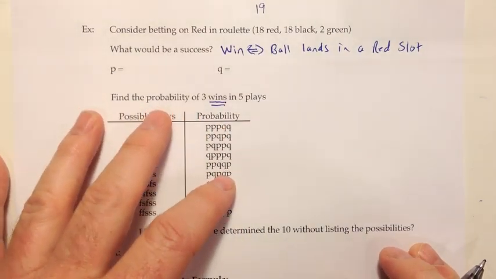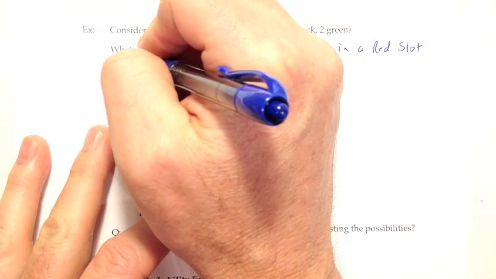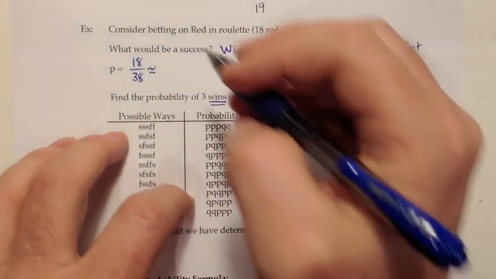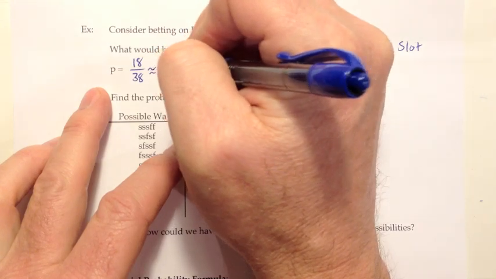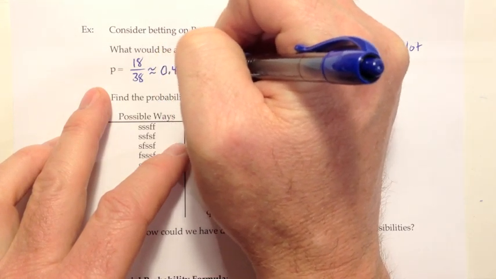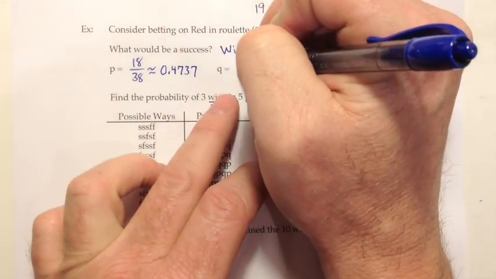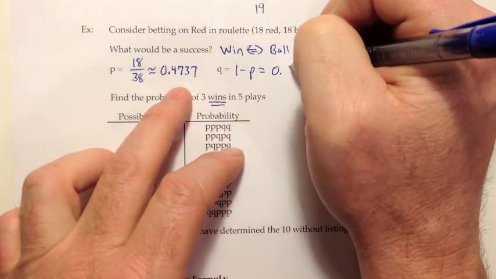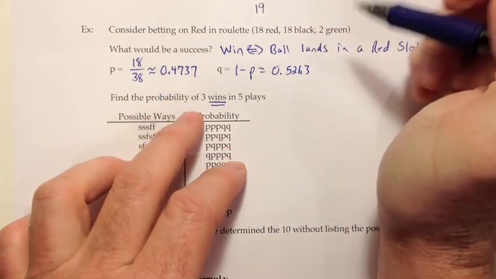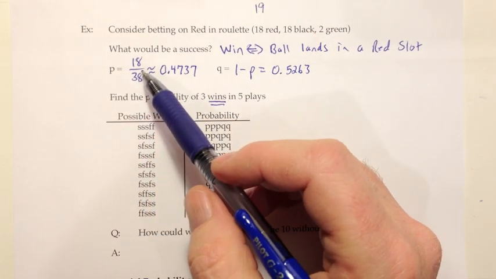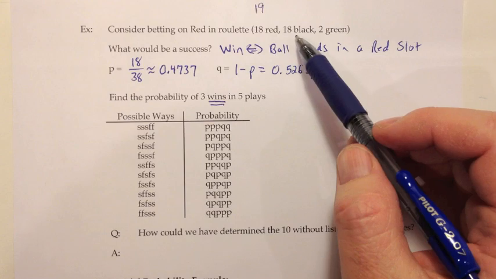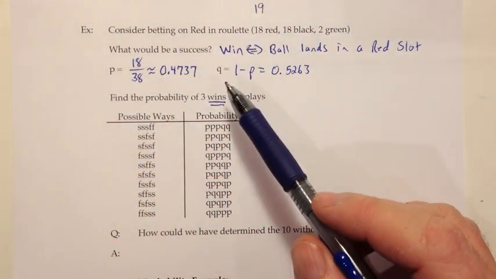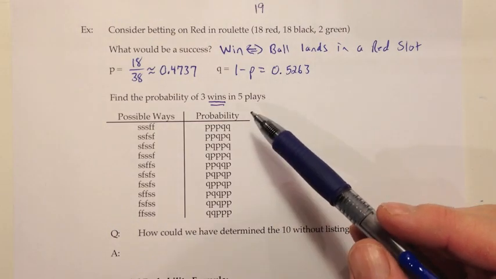And then what is the probability of the win? Well, there's 18 red slots, and the wheel has 38 numbers on it altogether, or slots on it altogether. If you divide that out as a decimal, you get 0.4737. And then for Q, you would just do 1 minus P, and if you do 1 minus, you get 0.5263. You could also say, if the red is a success, then everything else is a failure, which would be the 18 black plus the 2 green. And if you did it that way, you'd have 20 out of 38. So you could do it as a fraction or a decimal.